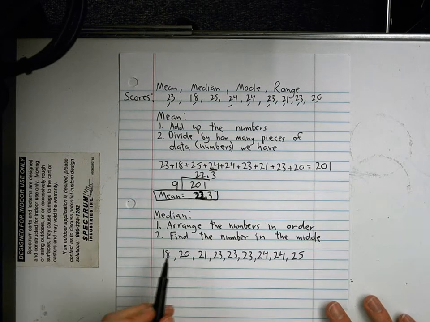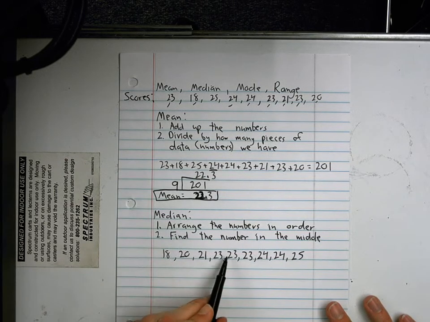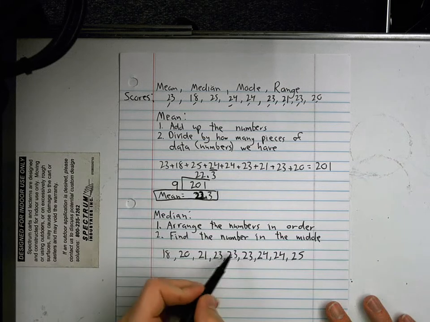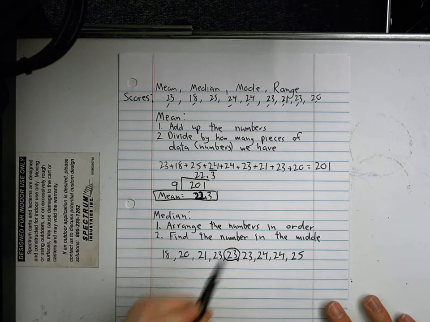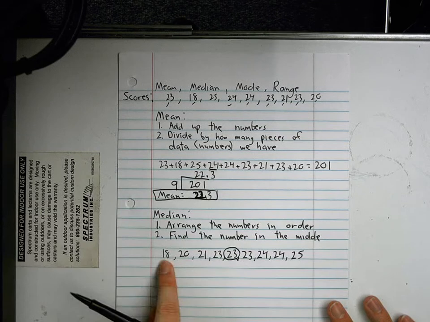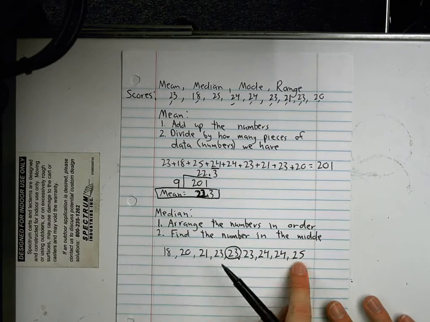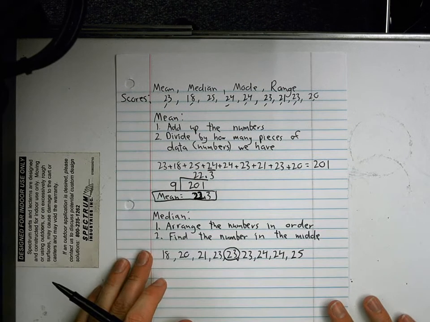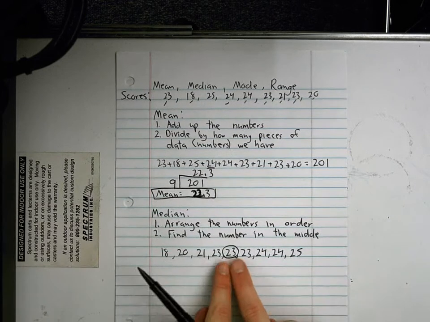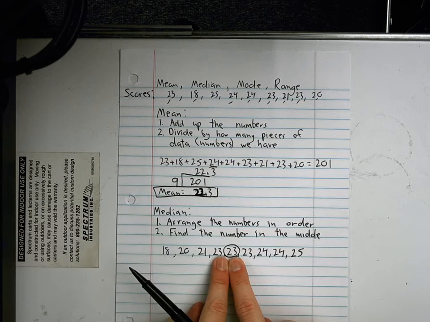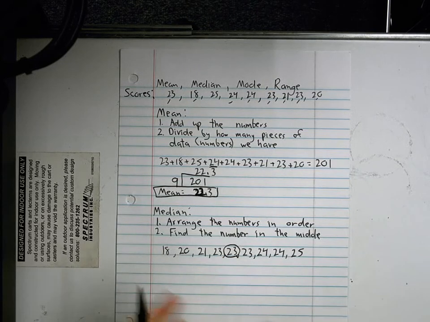So in the middle, if I have 1, 2, 3, 4, 5, it's actually this one right here. Because look, I have 4 numbers on this side, and I have 4 numbers on that side. If you have an even amount of numbers, like let's say we only had 8, you'd take the 2 numbers that are in the middle, and you find the halfway point between them. Okay. For right now, that would be the median.